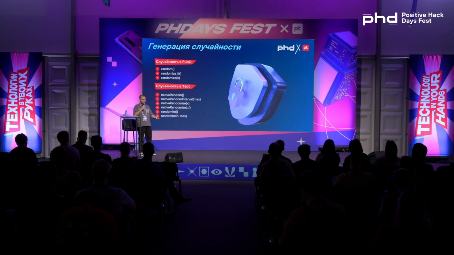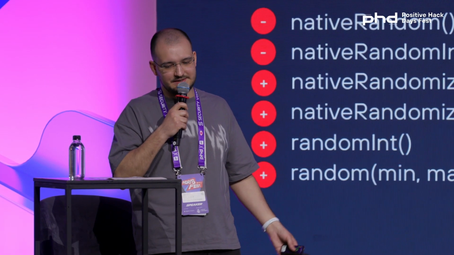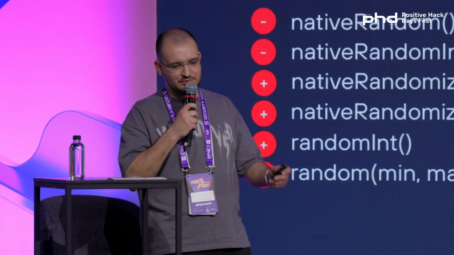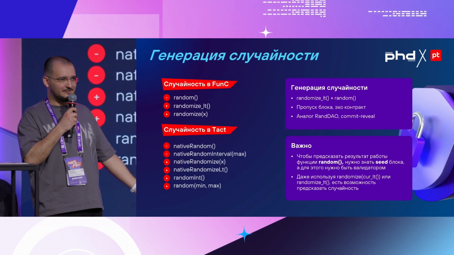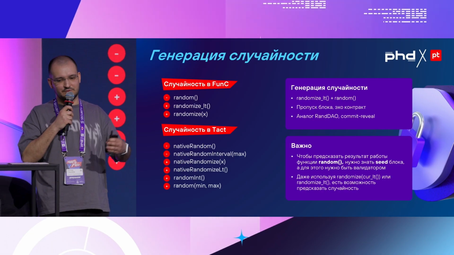On Tact, you've got more options. There are some native functions, which are in fact inherited from FunC. And there are some internal Tact functions, which are more secure than what you can come up with on your own. So you can randomize a transaction. For example, you grab the logical time of a given message, and obviously all messages will differ in terms of the logical time.